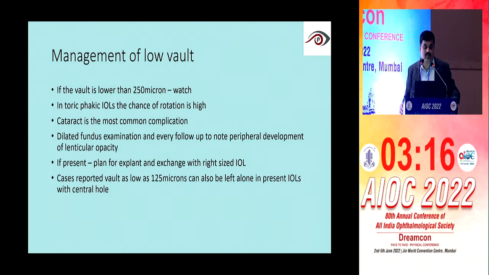So how do you manage a lower vault? If the vault is lower than 250 microns, keep a watch, because of the central hole. In a toric phakic IOL, if it is a low vault, the chances of rotation will be very high. As I said before, cataract is the most common complication. So every time you have to do a dilated fundus examination and note peripheral development of lenticular opacity. If present, plan for explant and exchange with the right sized ICL. Cases have been reported where a vault as low as 120 microns can be left alone in the presence of a central hole.